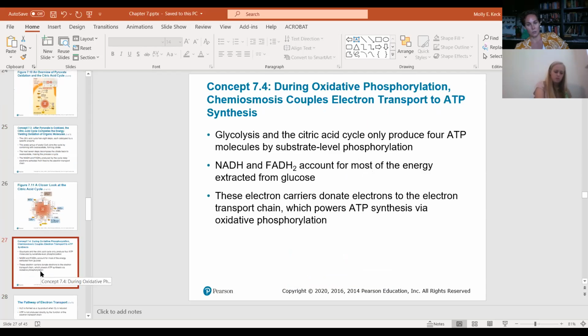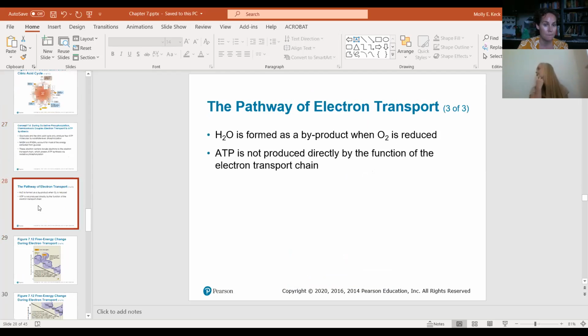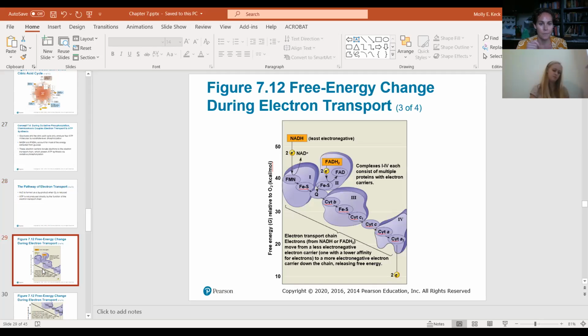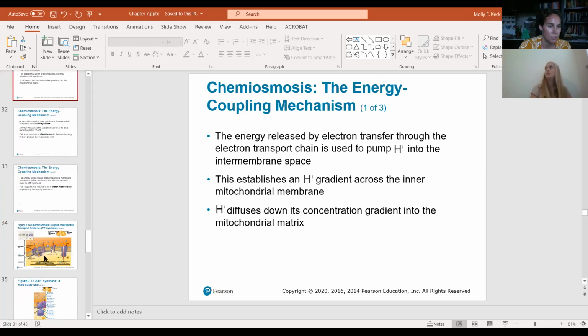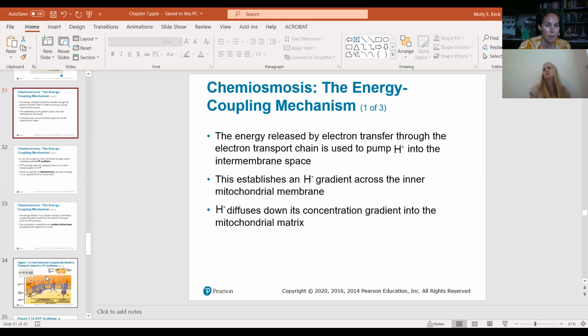So glycolysis and the citric acid cycle only produce 4 ATP molecules, but there's all this potential energy in the NADH and FADH2 to help produce more ATP. That happens through the electron transport chain. And this is where water is formed because of all those oxygens that were reduced. ATP is not produced directly by a function of, okay. I want to show you a picture first, and then I'll go back up here.